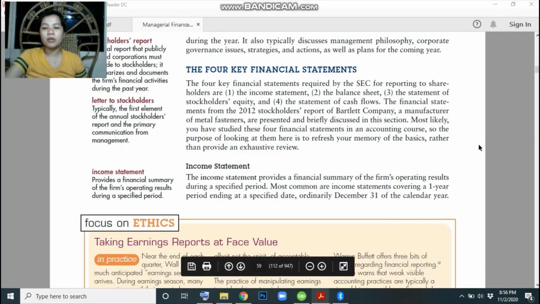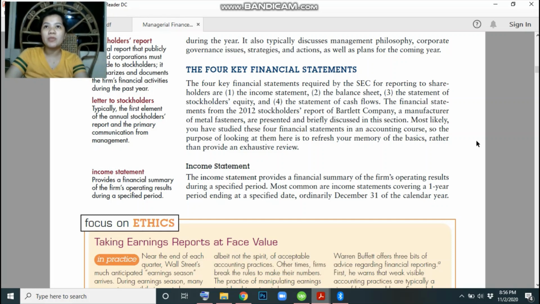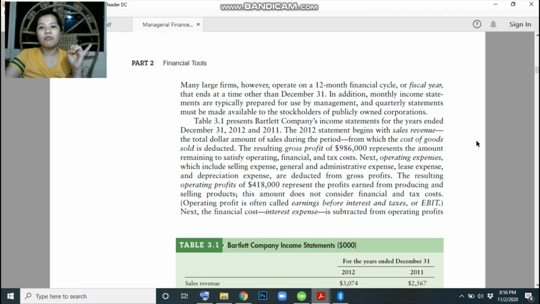So there are 2 types of years in accounting terms, class. It could be a calendar year, meaning January to December 31, or it could also be a fiscal year. It is a 12-month cycle that does not end on December 31. For example, the school year starts in August and ends in July. So that is a fiscal year.